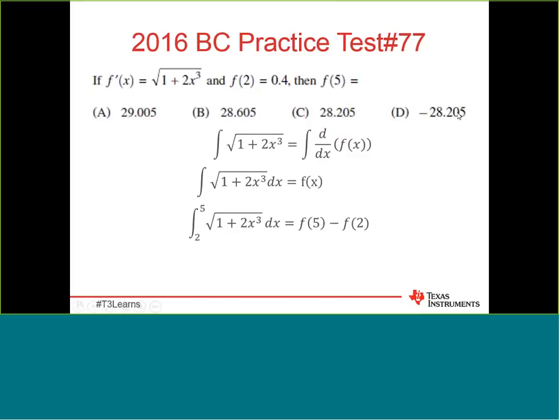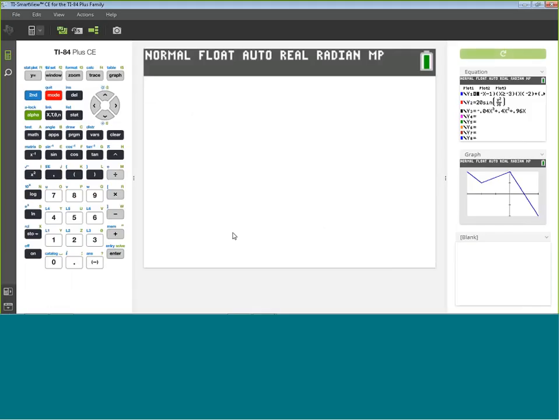Now, this is a calculator active question. We can tell that by looking at the answers that we have. Also, it's question number 77. It's later in the exam where we get to use technology. So we're going to evaluate this integral on the left using technology. So I thought we would use the TI-84 to do that.